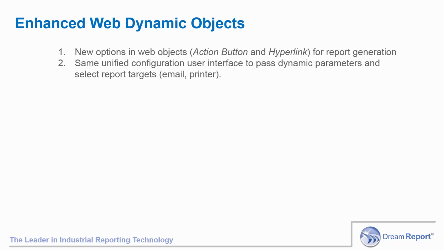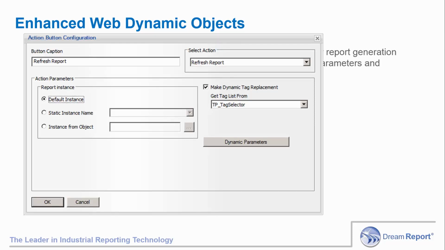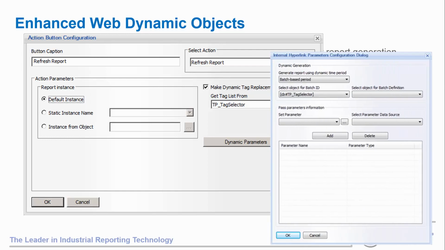Several of the Dream Report web elements or objects have been enhanced with new options for report generation in the web portal. The same unified configuration interface can be used to pass dynamic parameters into reports and select report instances and targets such as emails, printers, etc. This is especially useful when building a custom reporting interface with multiple user selections, various report outputs, or building drill-down reports.